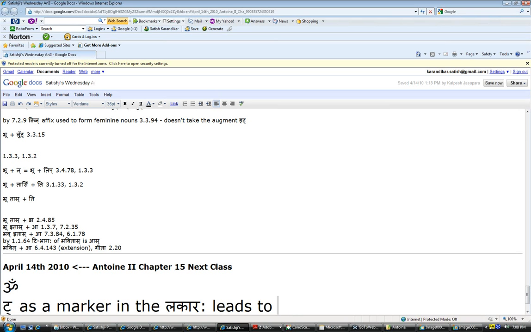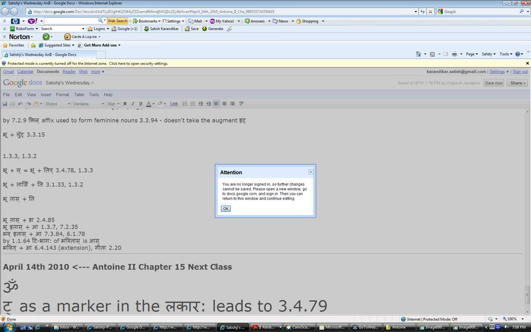Right now we're doing Parasmaipadam, so we don't have to worry about that right now. So that we did, and then the third step should always be the lasya, tiptasjhi, because that's a nitya karya. So 3.4.78 should be applied immediately, depending on what the vivaksha of the speaker is.